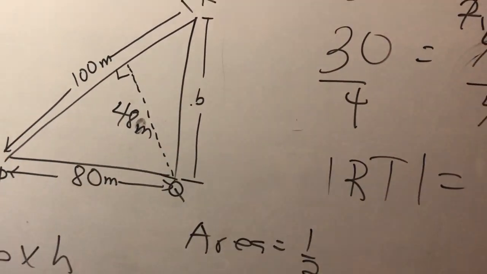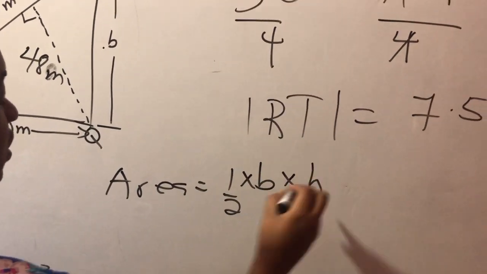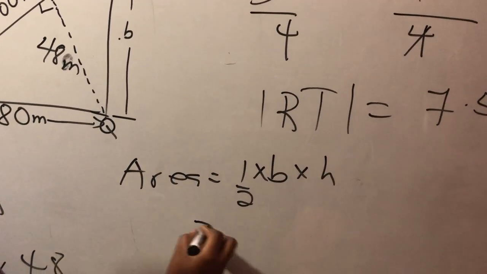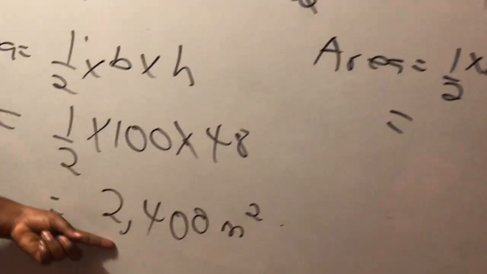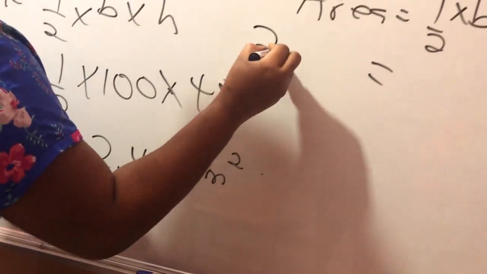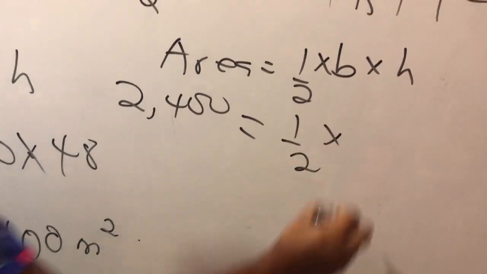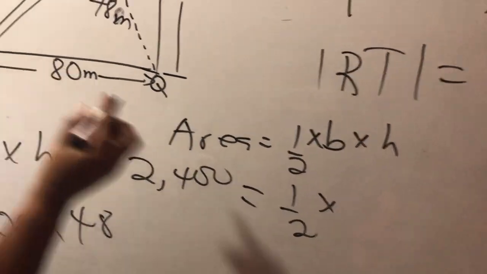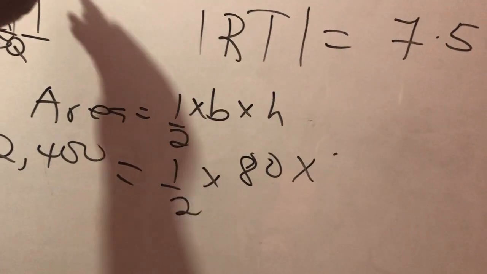Half. Your formula is always important. Always start with your formula because it carries marks. So area is equal to half base times height. The area we found here is what? 2,400 meters squared. So I bring my 2,400 here. I bring my half. I have my base, right? My base is 80. What I'm finding is my height, which is the same as B.